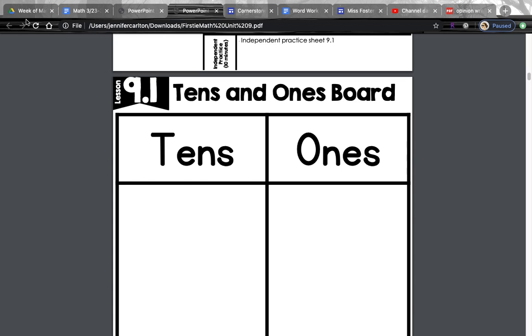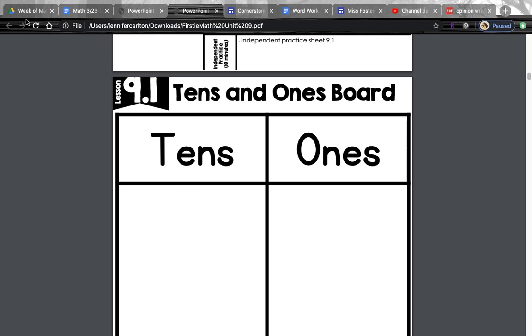All right, guys. Hi. So, we're going to start a new unit today. We're going to start Unit 9, and it is going to be about numbers to 40. All right, so we've done numbers to 20, so now we're going to move on to 40.